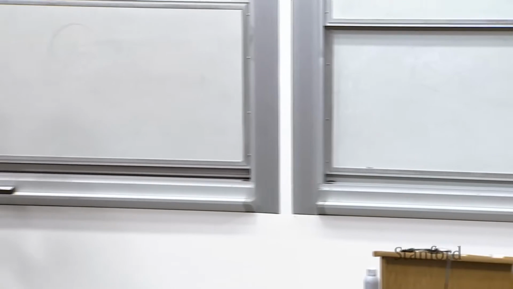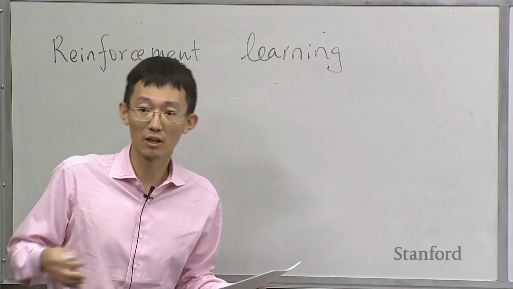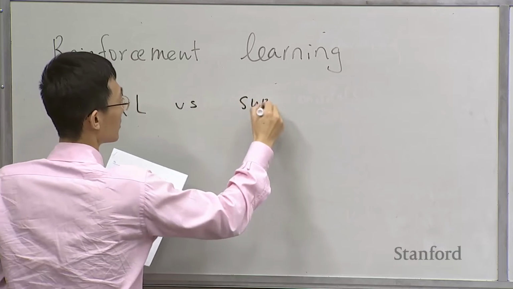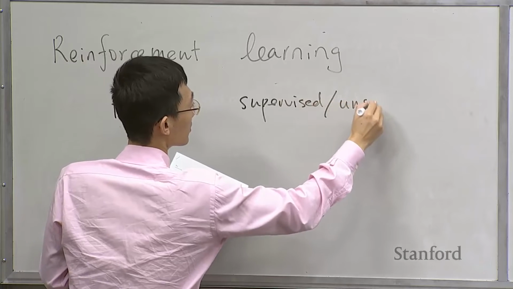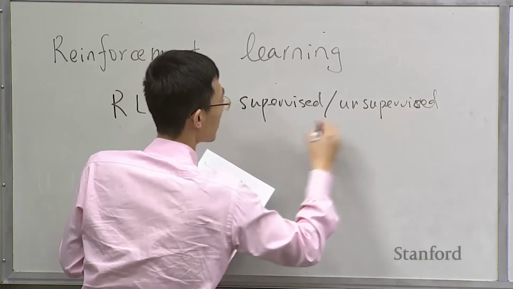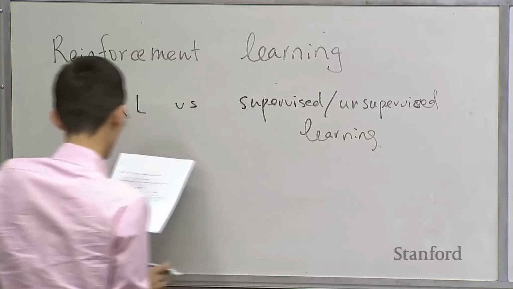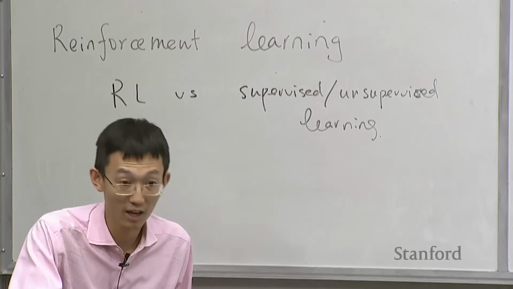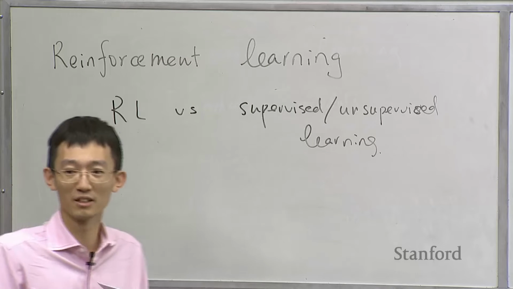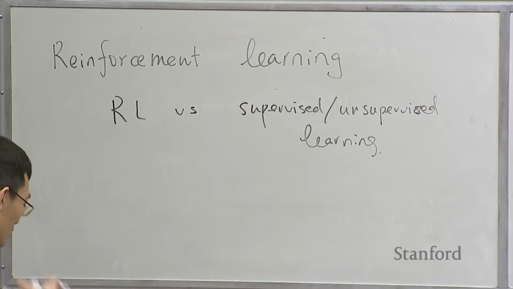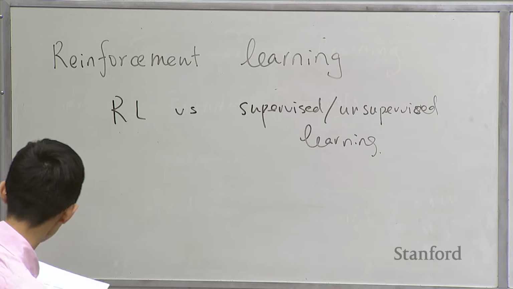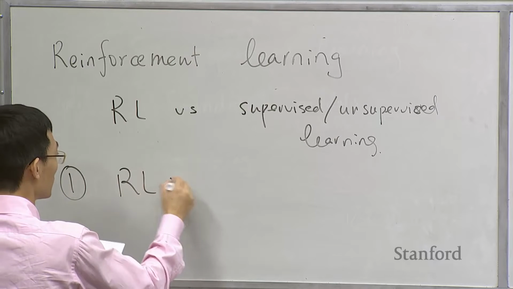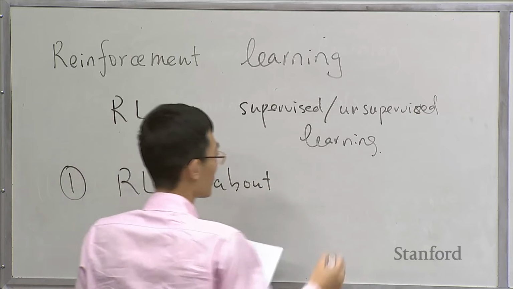So there are a bunch of differences between RL and supervised learning or unsupervised learning. So here are some differences. I'm not trying to be very comprehensive, and also there are intersections, right? There are certain sub-areas of RL which are more similar to supervised learning. So here I'm only going to talk about some high-level differences. First of all, RL is about sequential decision making.